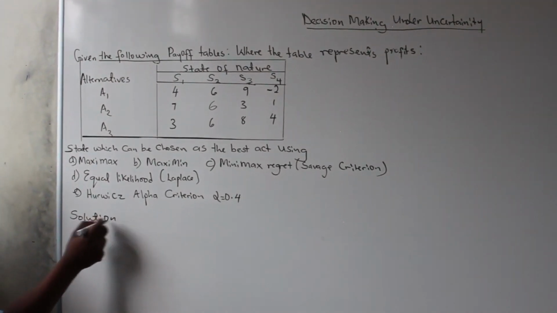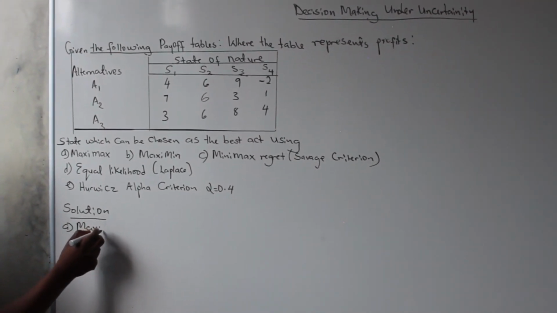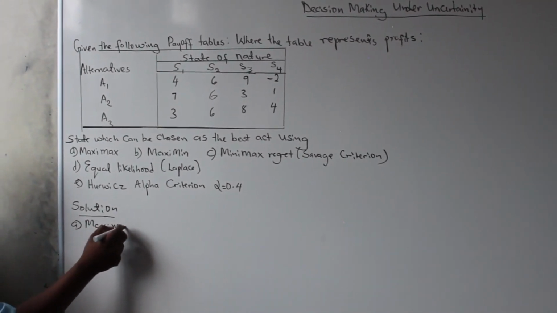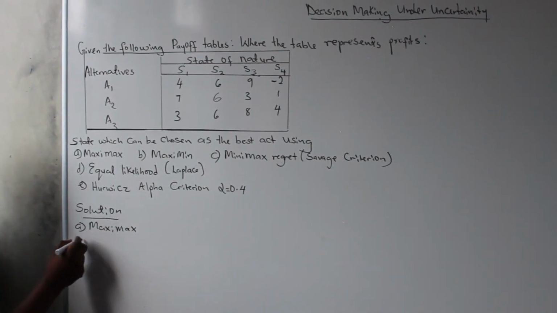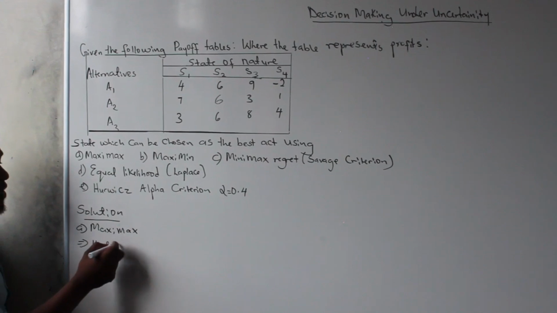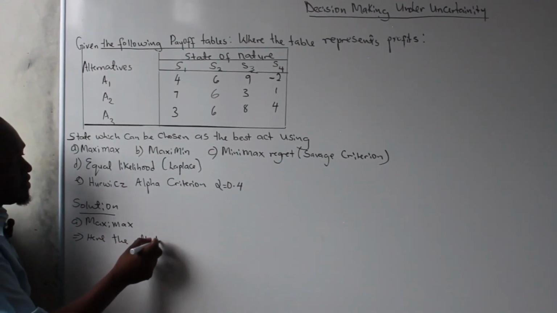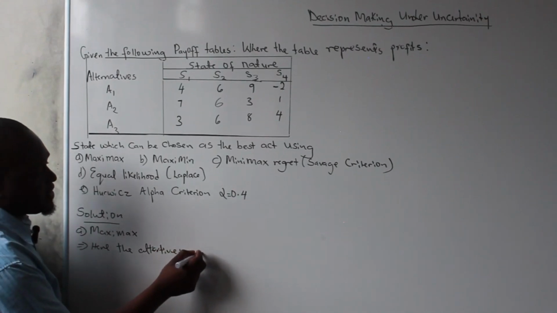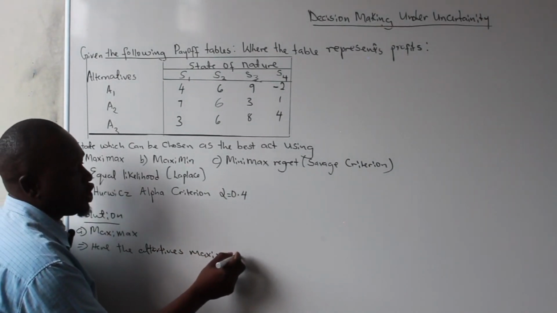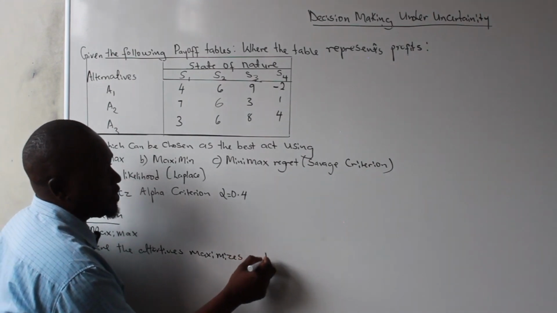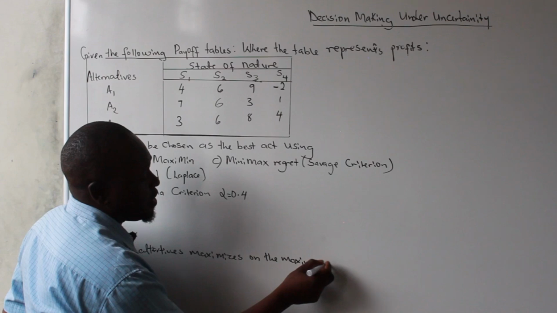Under the maximax, which is our question A, what you should know is that the maximax maximizes on the maximum output of the alternatives.